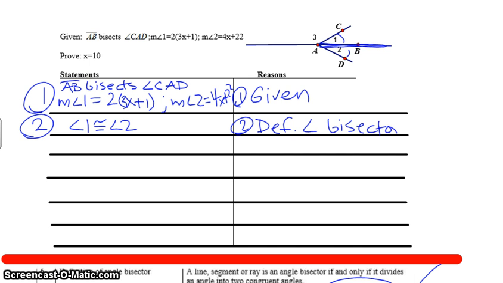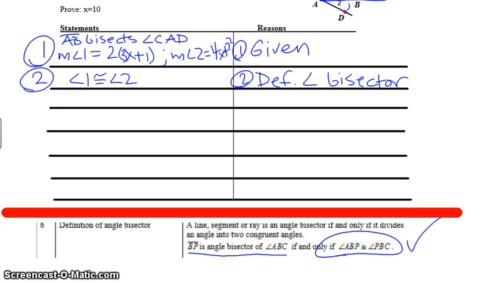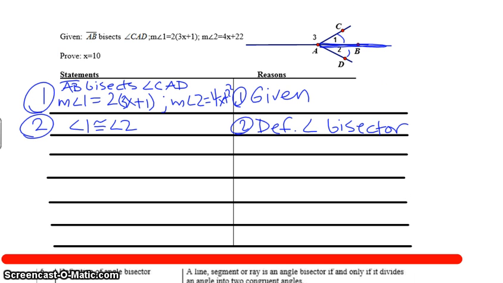I cannot jump to say those measures are equal because remember, in our proof packet, all it's saying are the two pieces are congruent to each other. It doesn't say anything about equal to each other. Now, what do I almost always say after I say two angles or two segments are congruent? Well, I say then that their measures are equal to each other. And my reason is definition of congruent angles.